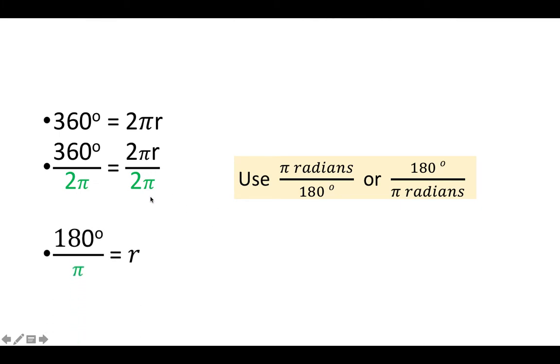Notice again, the 2 pi's went away. R is left by itself. And now we have 360 divided by 2. That was 180. The pi is still down here. I didn't do anything with that pi. That's why it's still in that denominator position.